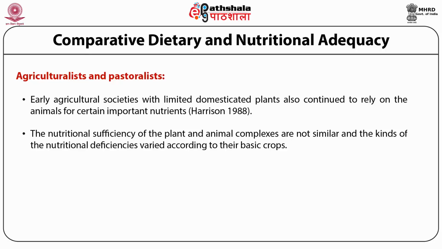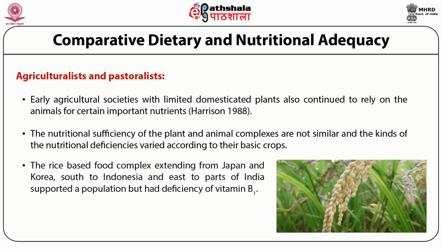The highly populated area of Eurasia has a diversity of domestic animals and crops. The wheat and the millets contain carbohydrates and protein. Various fruits and vegetables provided sufficient minerals and vitamins. The rice-based food complex extending from Japan and Korea south to Indonesia and east to parts of India supported a population but had a deficiency of vitamin B1. This deficiency occurred because polished rice is quite deficient in vitamin B1.